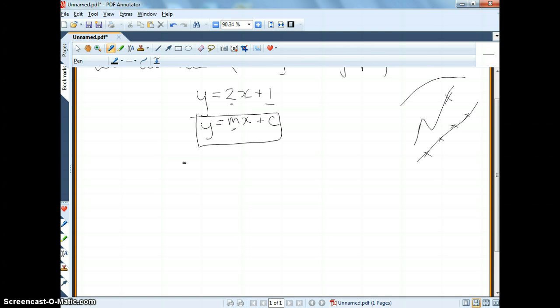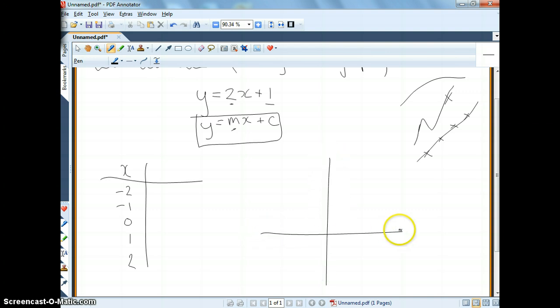Now, you don't actually have to know too much about straight line graphs to be able to plot them, because all you have to do is choose some x values. For example, these are the standard ones I normally choose: minus 2, minus 1, 0, positive 1, and positive 2. So I've just chosen 5 x values, and if I think about a Cartesian axis, I've chosen these 5.